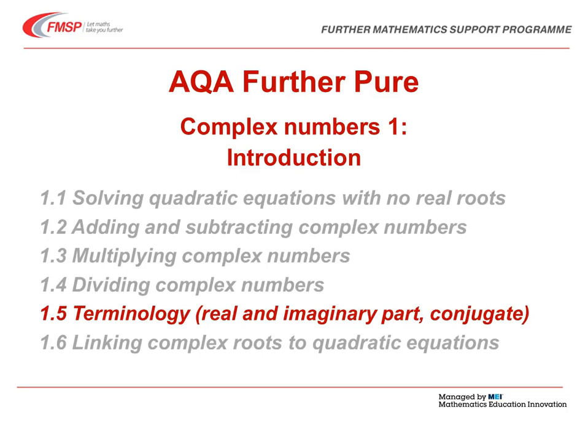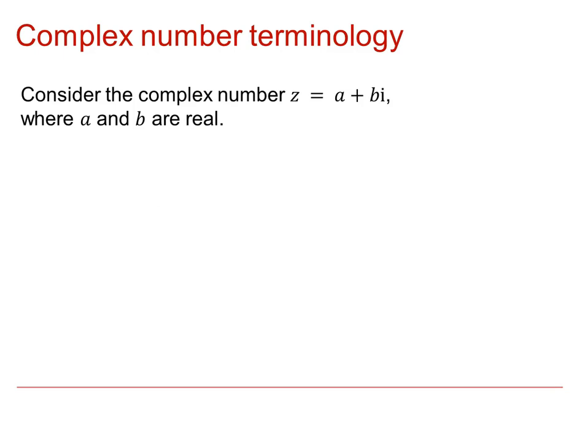This is a video for AQA Further Pure Mathematics, and this is Complex Numbers section 1.5, where we're considering the terminology connected with complex numbers. Well, we've talked about complex numbers usually given the letter z to indicate a complex number being equal to a plus bi, where a and b are real numbers.